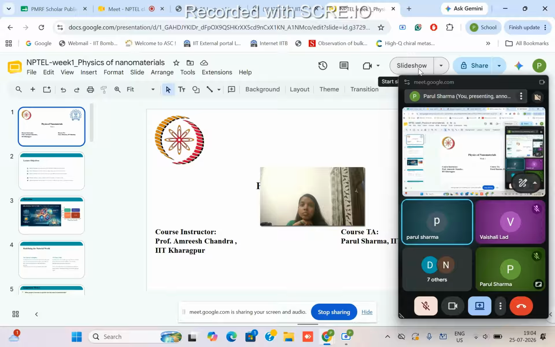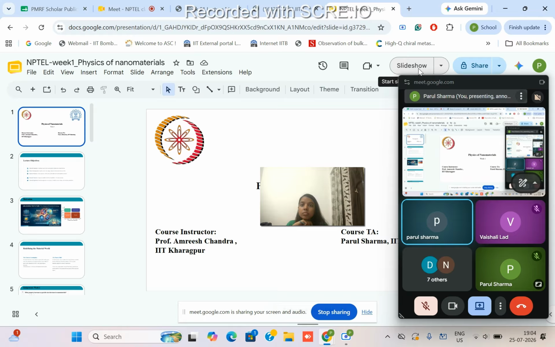So the relationship is the Hall-Petch relationship: sigma y equals sigma 0 plus K D to the power minus one half. Here sigma y is the yield strength, sigma 0 is the friction stress, K is the strengthening coefficient, and D is the grain size.